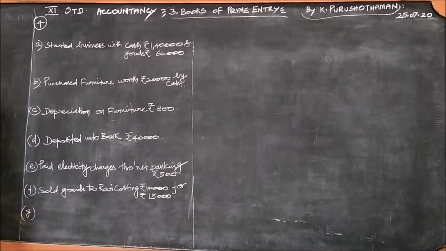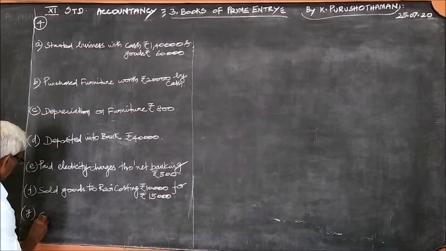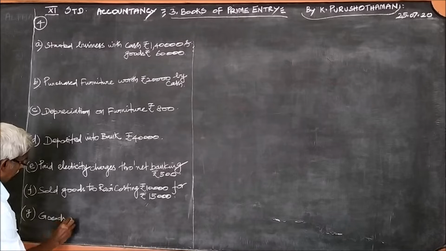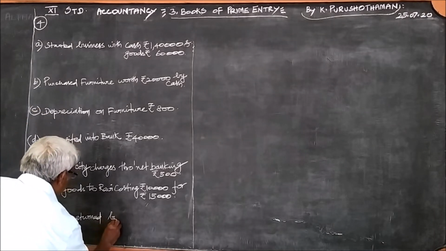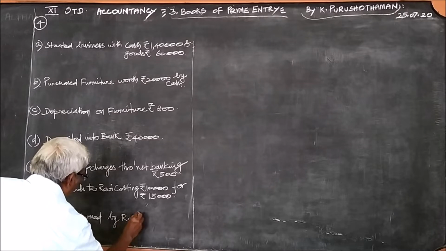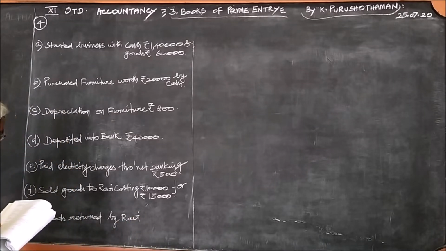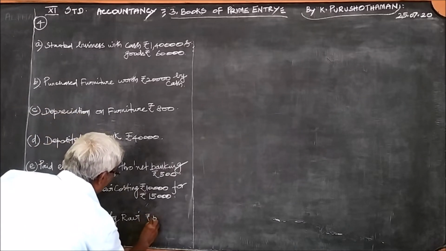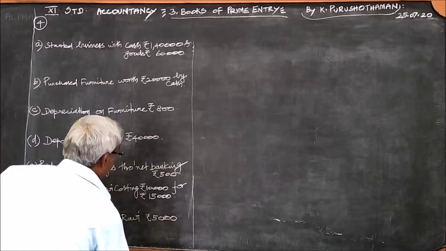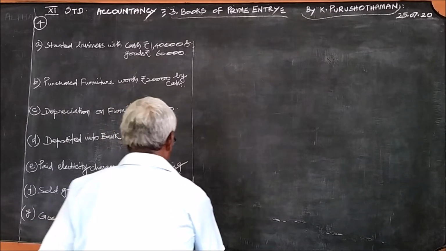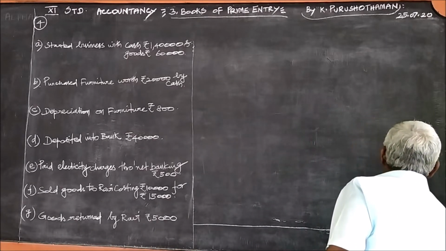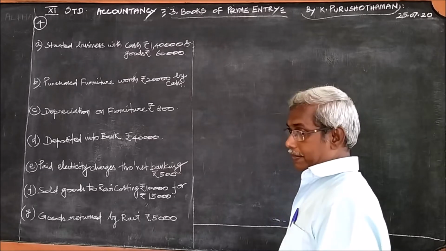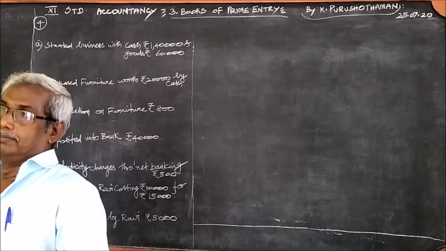The last transaction G. Goods returned by Ravi, rupees 5,000. These are the 7 transactions given in this problem.